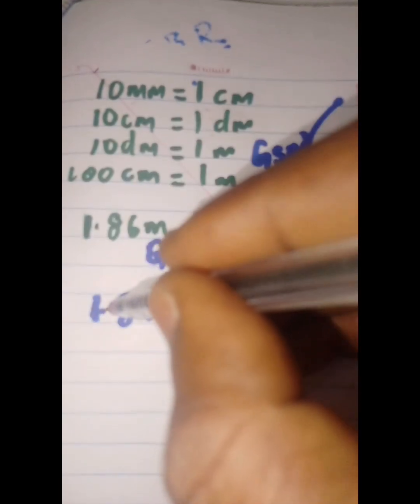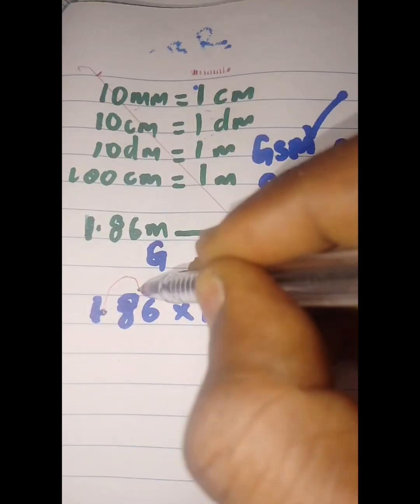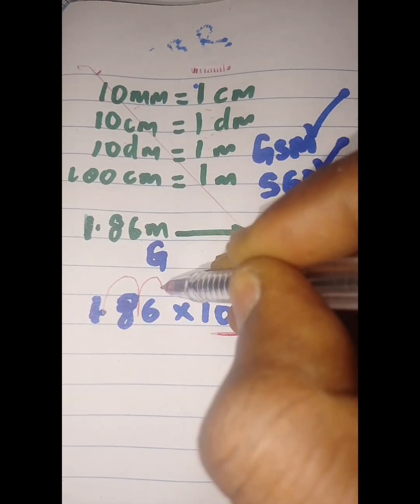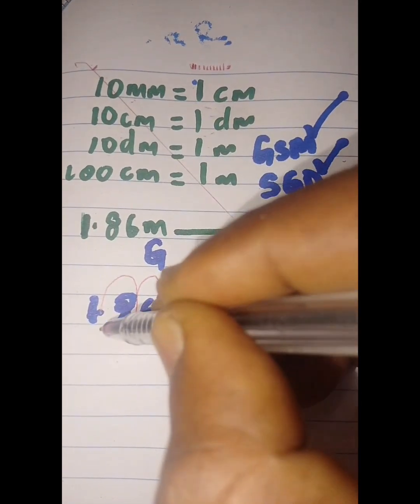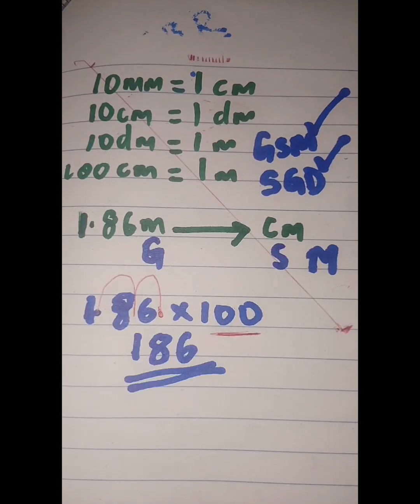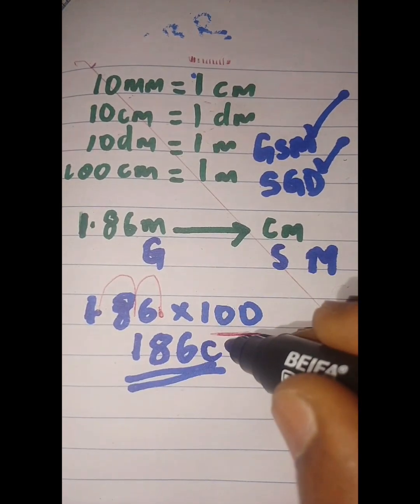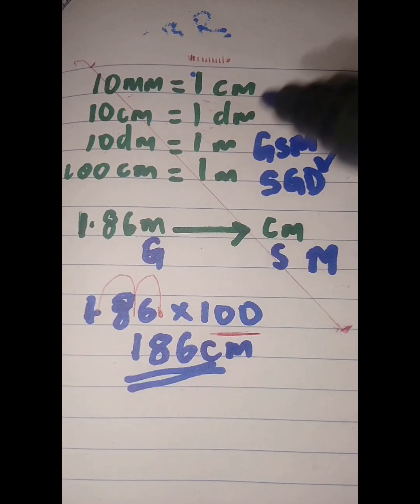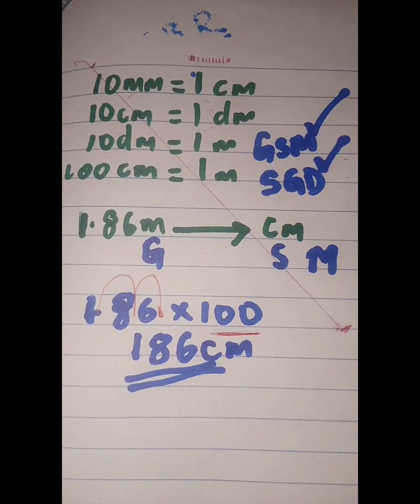You're going forward. Shift it one, jump one number, jump the other. So this is where it stops, and your new number is 186. That's 186 centimeters. So you have changed 1.86 meters to centimeters.